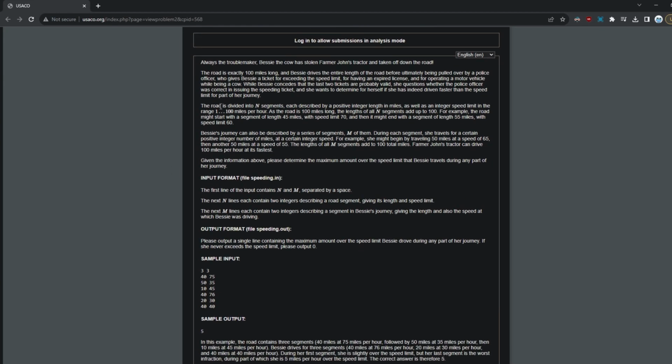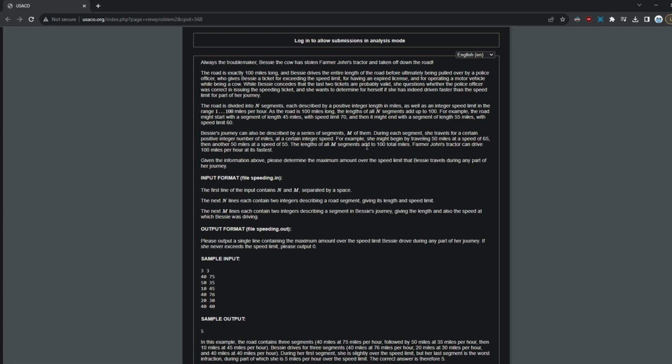The road that she drove on is divided into n segments, each described by a positive integer length in miles, as well as an integer speed limit in the range 1 through 100 miles per hour. So each segment of the road has its own speed limit, and all the lengths of the n segments will add up to 100 because the road we're driving on is 100 miles long. For example, the road might start with a segment of 45 miles with speed limit 70, then it might end with a segment of 55 miles with speed limit 60.